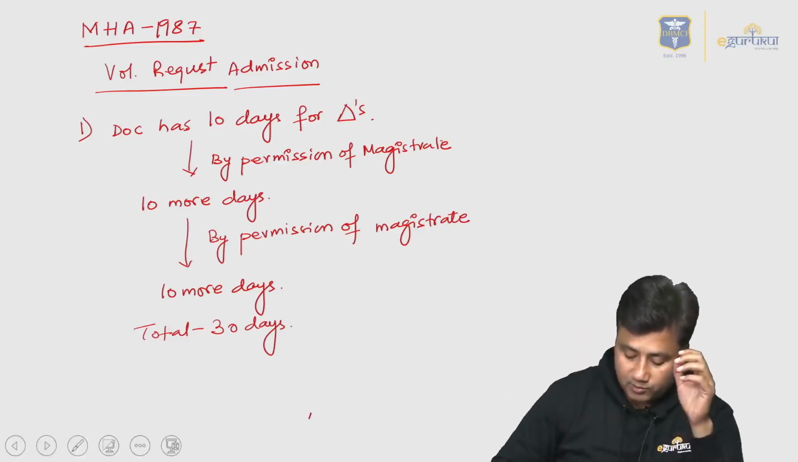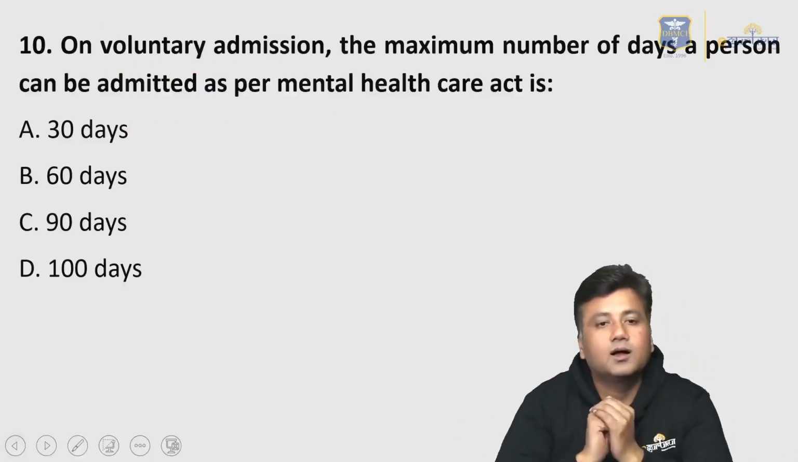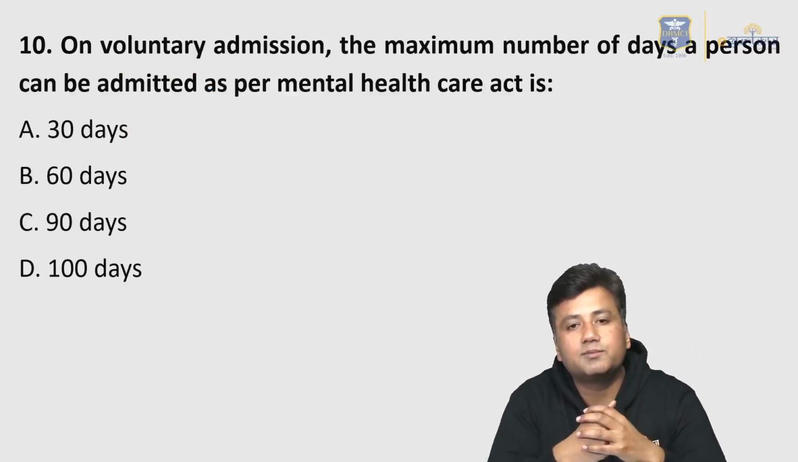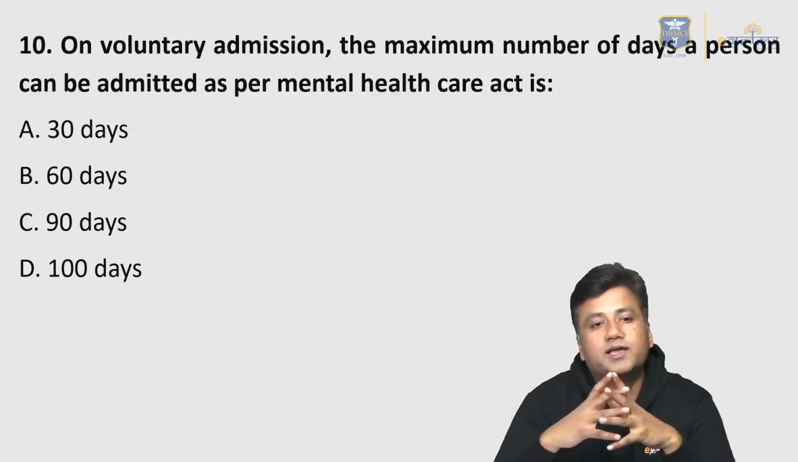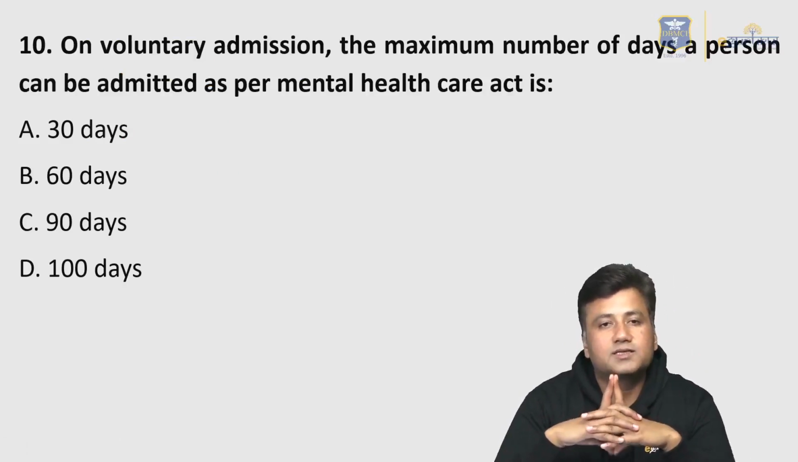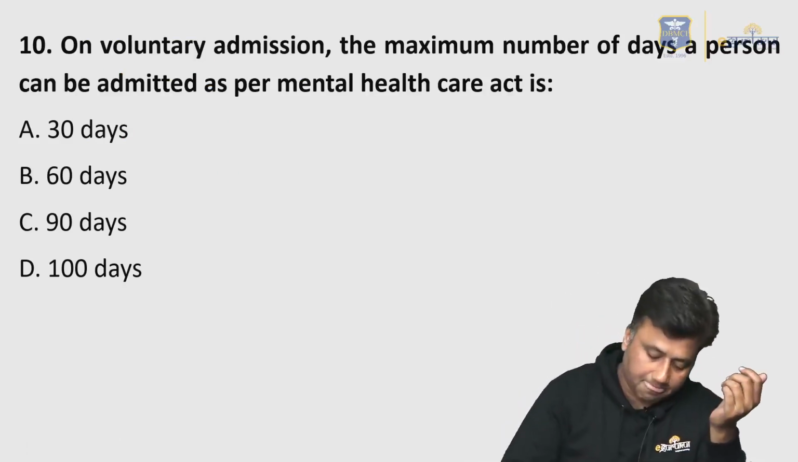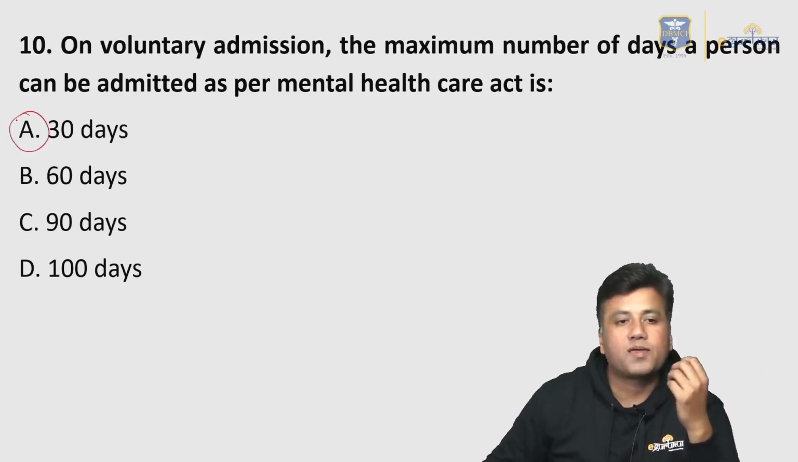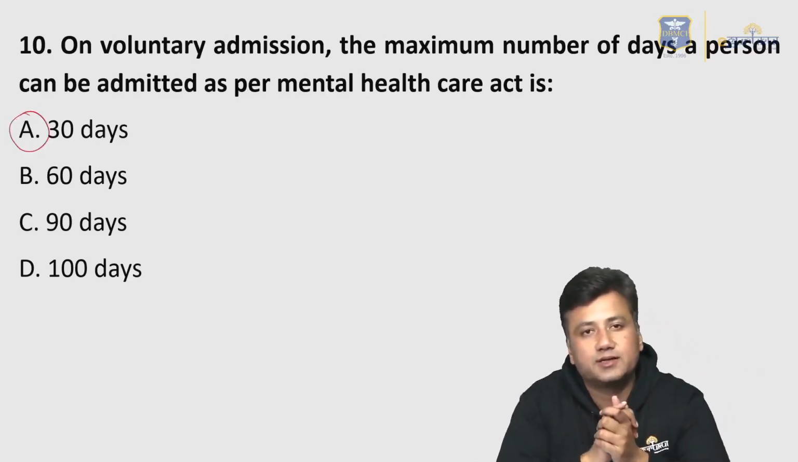So, if we come back to our question, the question was on voluntary admission, the maximum number of days a person can be admitted as per the Mental Health Act. The answer is 30 days. Okay, the answer is 30 days.